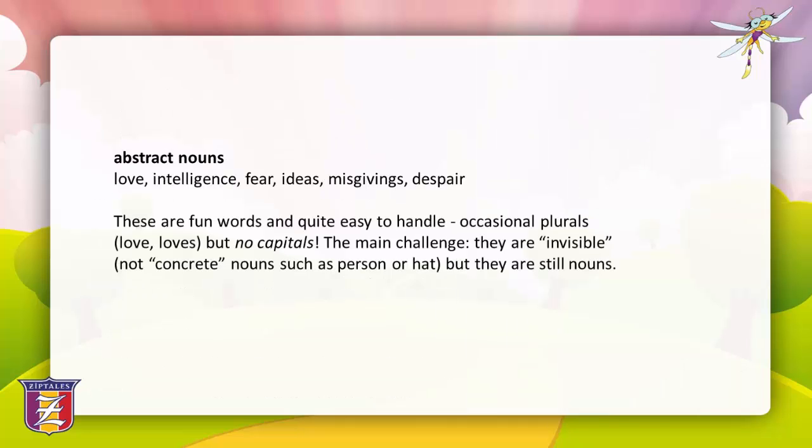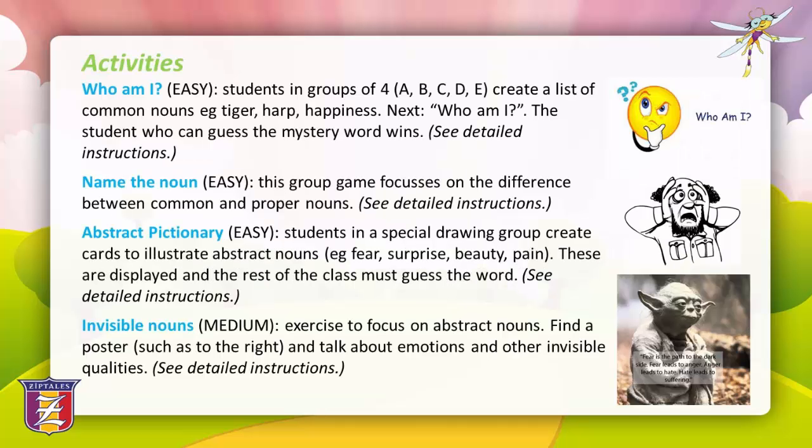Abstract nouns: love, intelligence, fear, ideas, misgivings, despair. These are fun words and quite easy to handle. Occasional plurals: love, loves, but no capitals. The main challenge is to teach children that while they are invisible, not concrete nouns such as person or hat, they are still nouns.